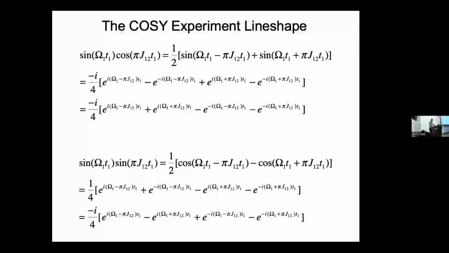So first of all, I have the rule that if the J coupling is cosine modulated, that's going to lead to an in-phase doublet after Fourier transform. Cosine is the sum of two complex exponentials. If I have a sine modulation of the coupling, that's going to generate an antiphase signal after Fourier transformation.